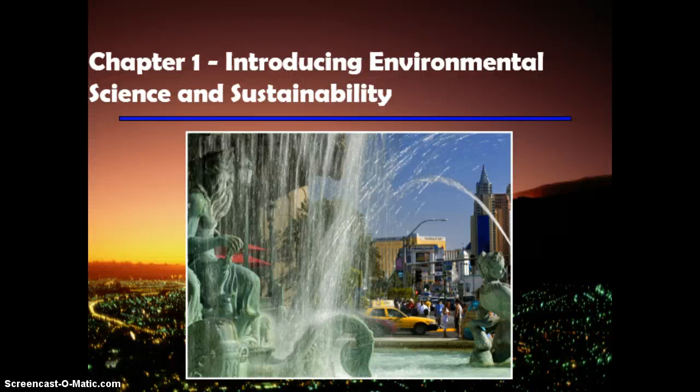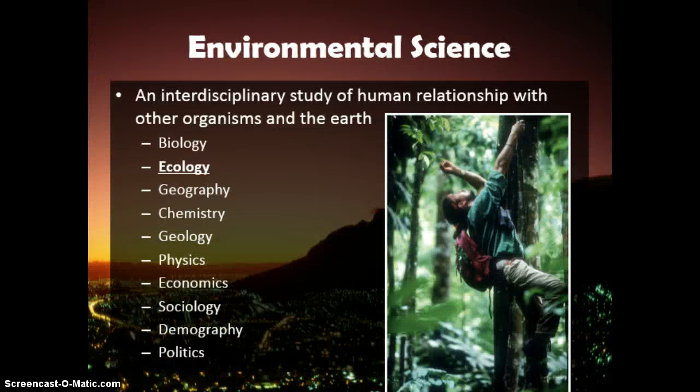So we're going to start talking about what this idea of sustainability is and why it's important in our study of environmental science. So first of all, what is environmental science? Well, it's really the science that puts everything together to look at how humans interact with other organisms and also with their environment. So there's a number of sciences that you can see are involved in this. 2 of the big ones are biology, which is of course the study of life, ecology in particular, which is how that life interacts with the environment.